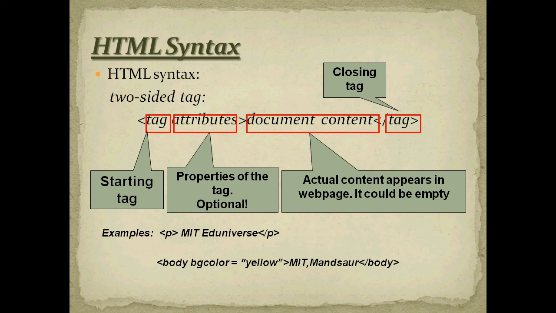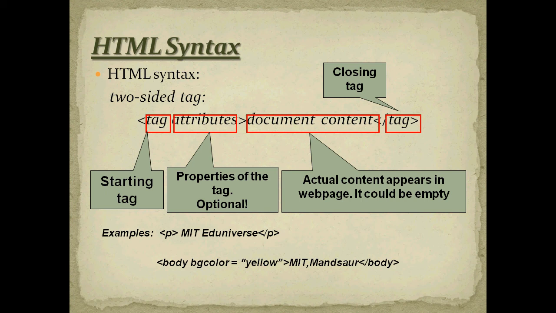Now the HTML syntax. The HTML syntax, as I already told you, contains the text. A tag may contain an attribute. The attribute may have certain values. So there may be a starting tag, optional properties of the tag, the content that we want to be displayed on the web page, and the closing tag. I have given an example. B is a tag and MIT Ed Universe is the document content, and the ending tag is /b. In the same way, body is another tag, bgcolor is the attribute, yellow is the value of that attribute, and MIT Mansoor is the document content.